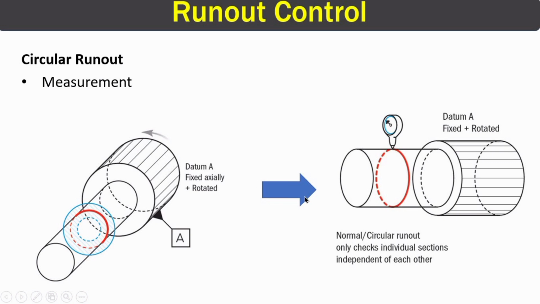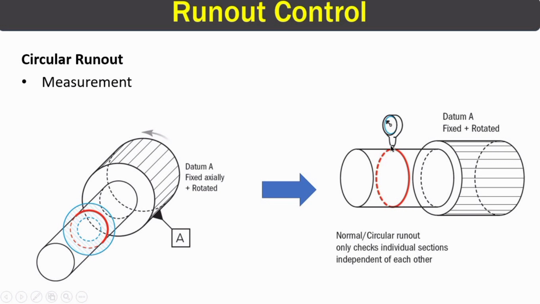Here in this image, this is actually the same image, with the only difference that we have attached a gauge here. So this gauge will only measure the deviation in this cross section only. It's written also here that it only measures the individual cross sections. So circular runout deals with the individual cross sections only.